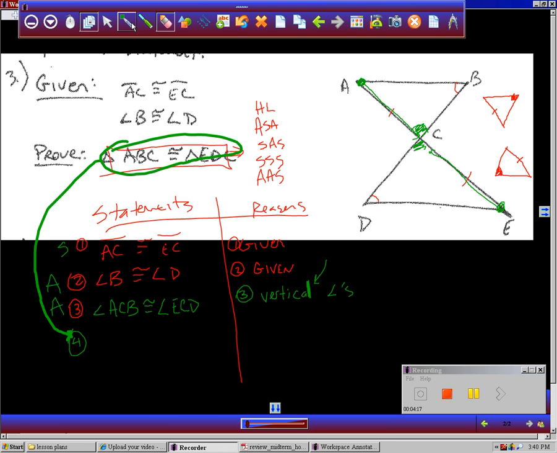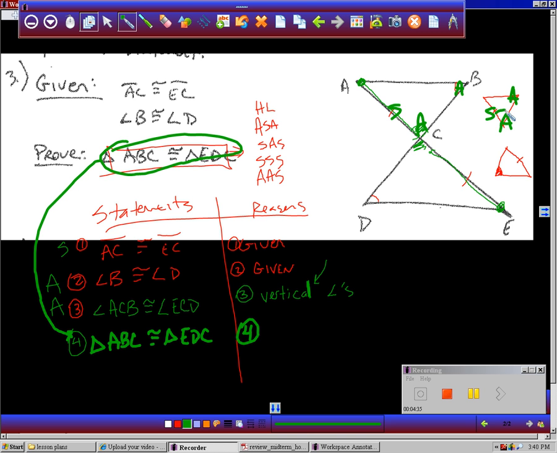Okay, so what you're going to do is your last statement has to be triangle ABC congruent to triangle EDC by what way? Well, you got an angle, and you got a side. Angle, angle, side, and that side is not in between the 2 angles, so it's going to be angle, angle, side. That's number 3. So that's the proof. You could have gotten away with a 3-step proof.